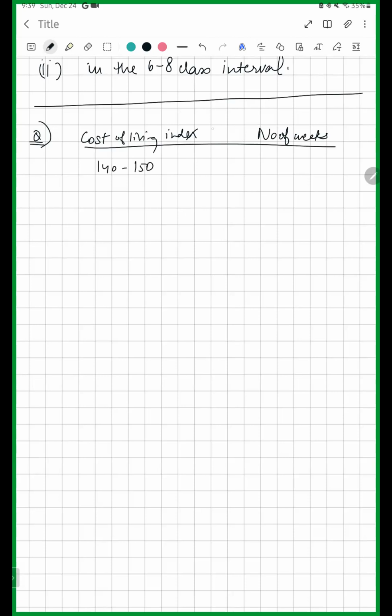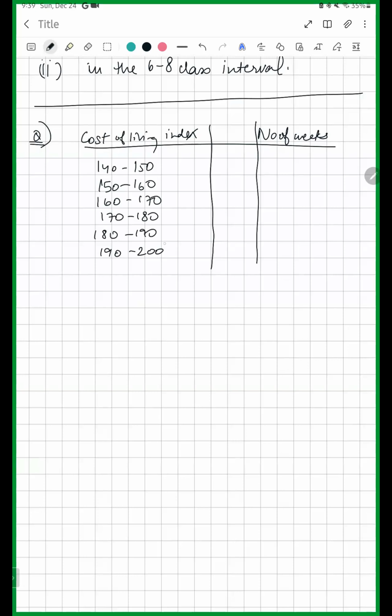Now, since we are going to be making a frequency polygon, I'm going to leave just one column over here. 150 to 160, 160 to 170, 170 to 180, 180 to 190, and 190 to 200. That was the question. And the number of weeks is basically called your frequency. This is 5, 10, 20, 9, 6, 2.